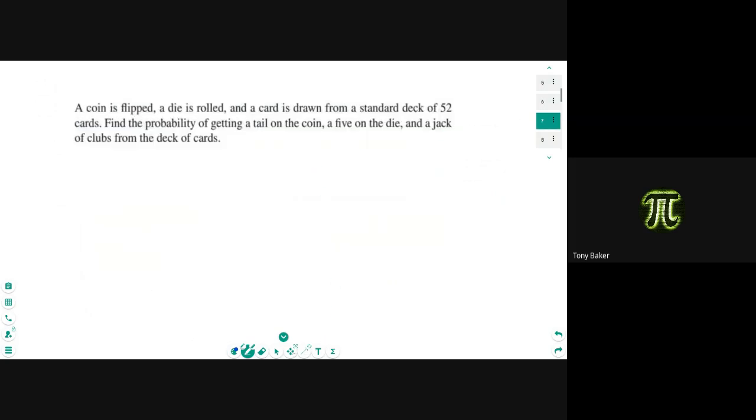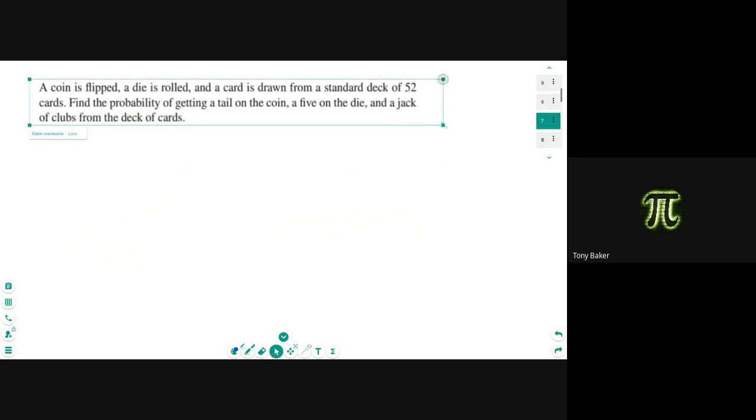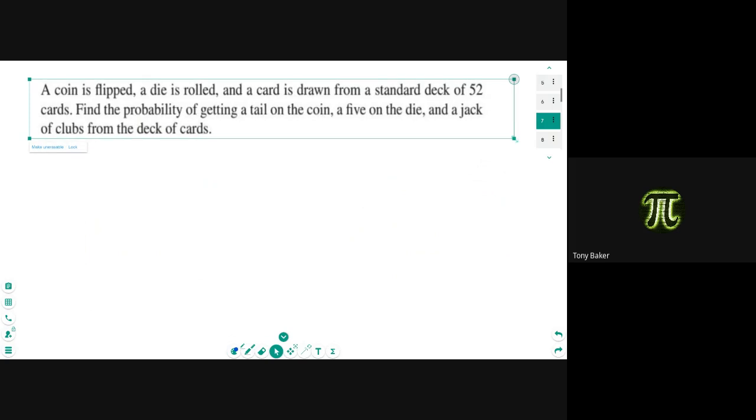All right, so let's look at this one. A coin is flipped, a die is rolled, and a card is drawn from a standard deck of 52 cards. Find the probability of getting a tail on the coin, a 5 on the die, and a jack of clubs from the deck of cards. So, first question: are those three events independent of each other? Does the coin, the die, and the card have any impact on the others? No. So they are independent of each other. So to find the probability, I find the probability of each event and multiply them.